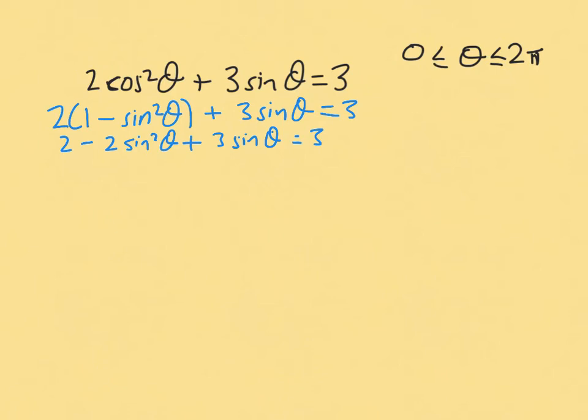Now, I like a quadratic to have a positive coefficient for the squared bits. So let's put everything over to the right-hand side. So it's going to be positive 2 on the right-hand side, positive 2 sine squared theta minus 3 sine theta, and we've got plus 1. There we go, I believe.